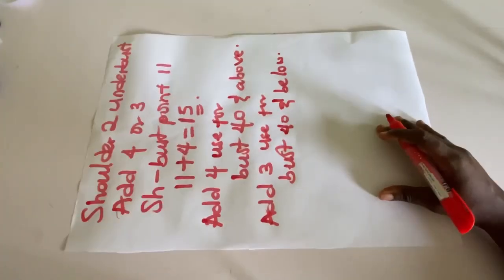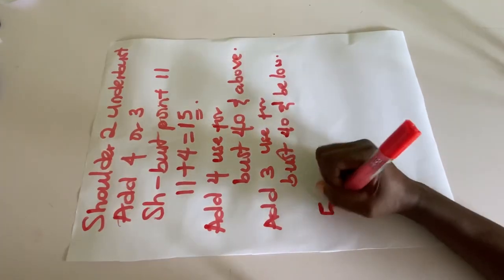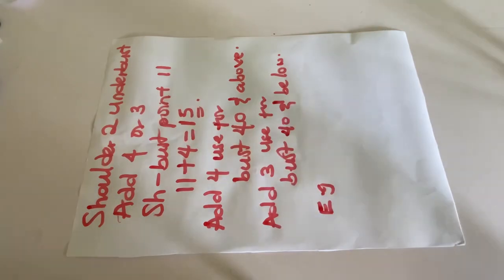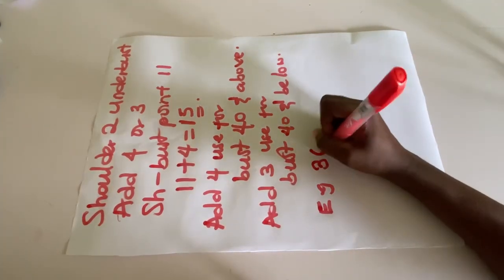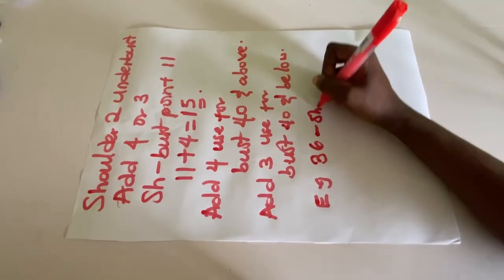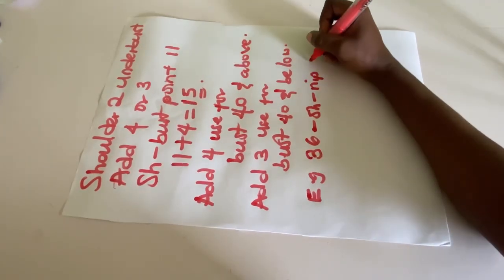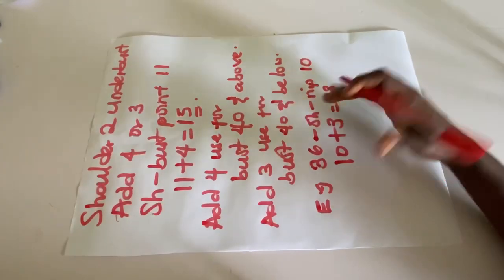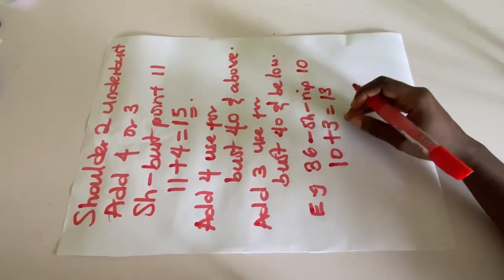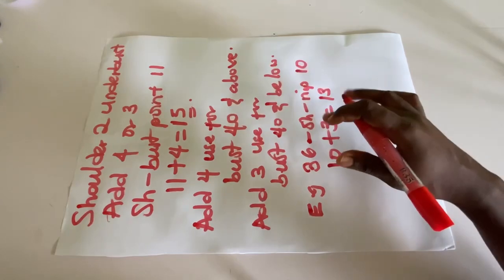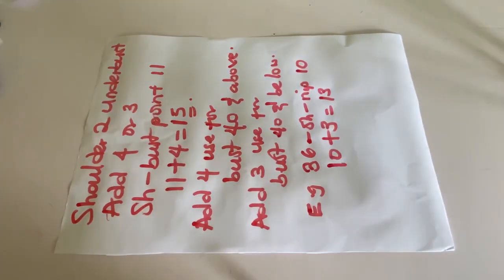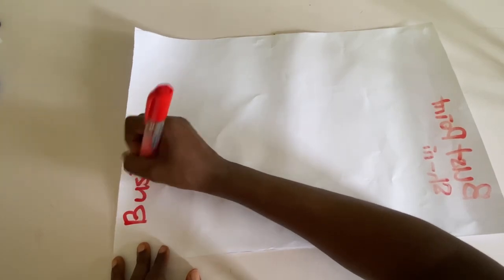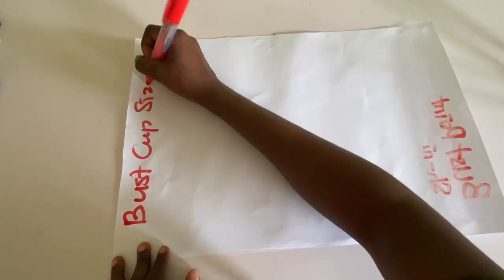So for example, for bust 36, I'm going to assume that the shoulder to nipple for bust 36 is 10 inches. So 10 plus 3 will give you 13. This particular measurement works for a customer of mine that I didn't take a shoulder to under bust. So this actually works.